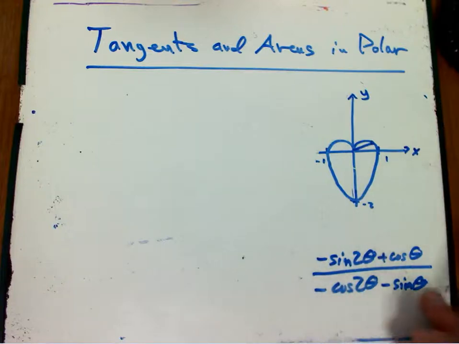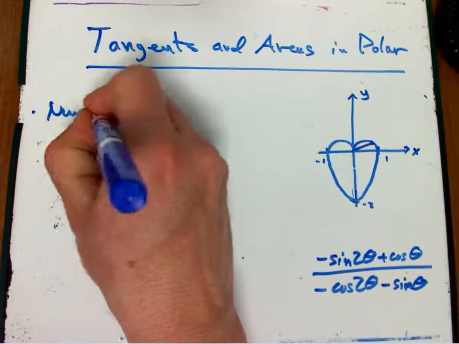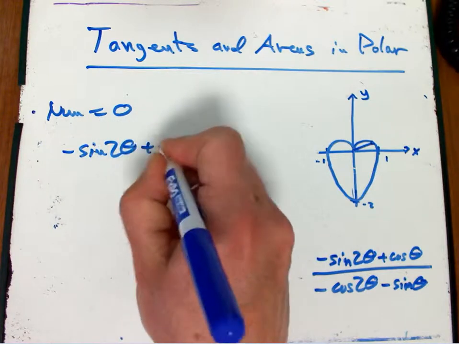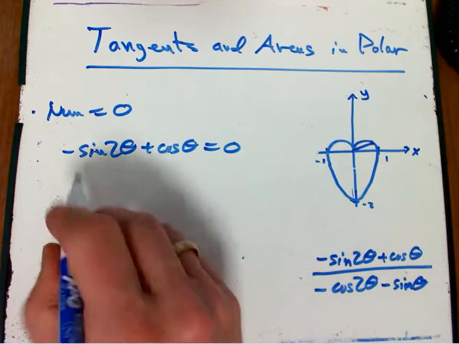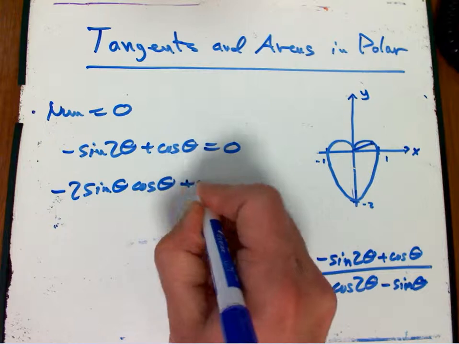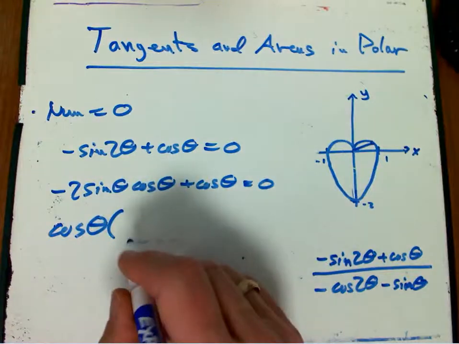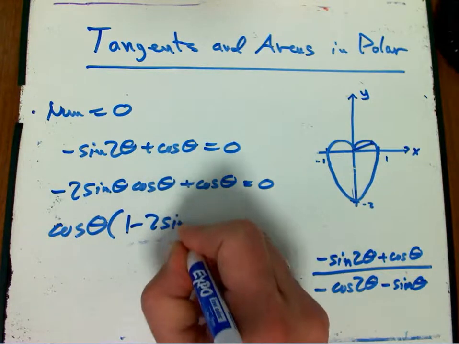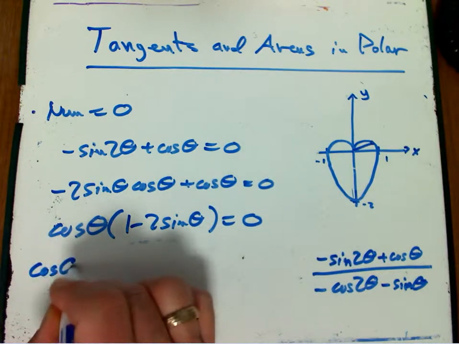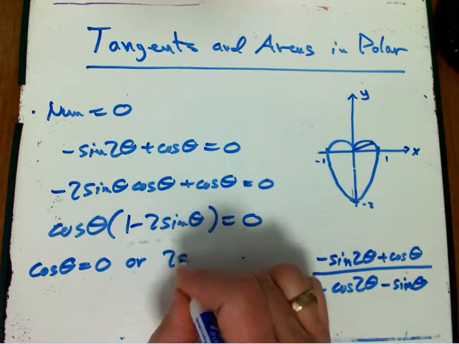So I love double angle formulas, but it's important to not be too wedded to them. We want the numerator equal to 0, and that's going to be minus sine 2 theta plus cos theta equals 0. I think I'm going to have to re-expand this again. But when you do, it's not too bad. So I get a product, cosine theta times the quantity 1 minus 2 sine theta, all equals 0. Okay, so either cosine theta equals 0, or 2 sine theta equals 1.